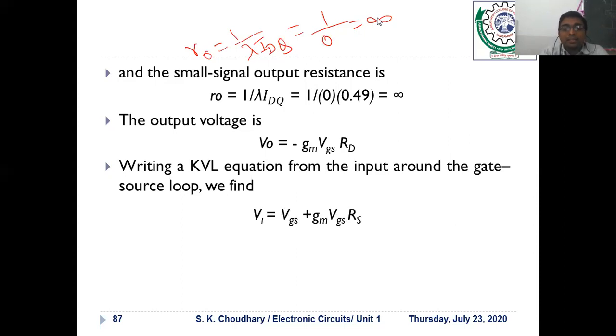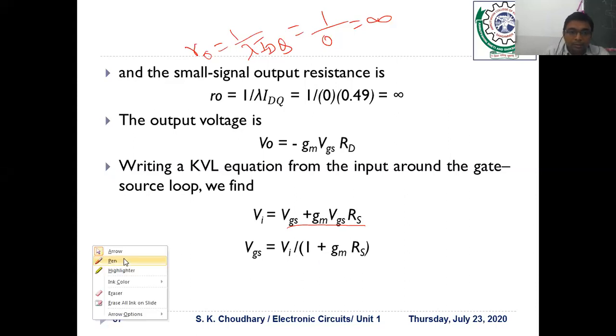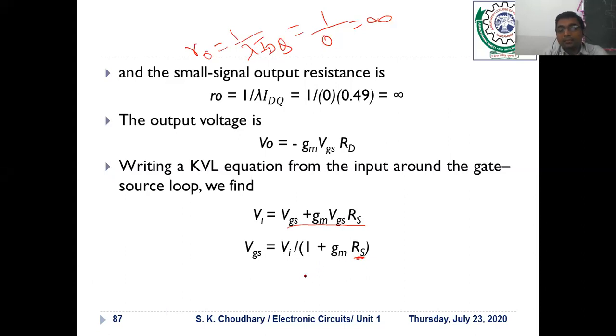VI is equal to VGS plus gm VGS RS. So your VI is equal to VGS into 1 plus gm RS, or VGS is equal to VI upon 1 plus gm RS. This is the change that occurs because of adding RS. Your input voltage is a little bit changed. Now you can easily find out the value of the voltage gain.